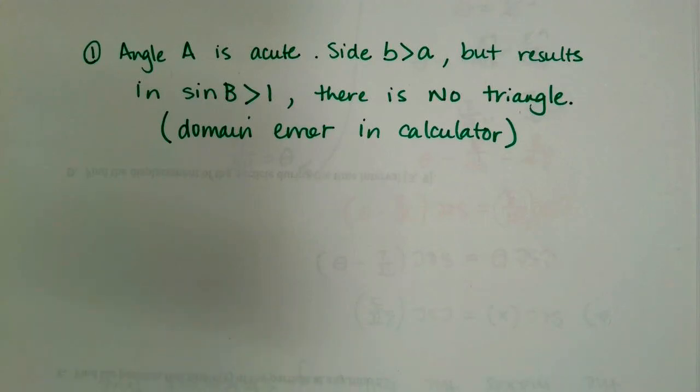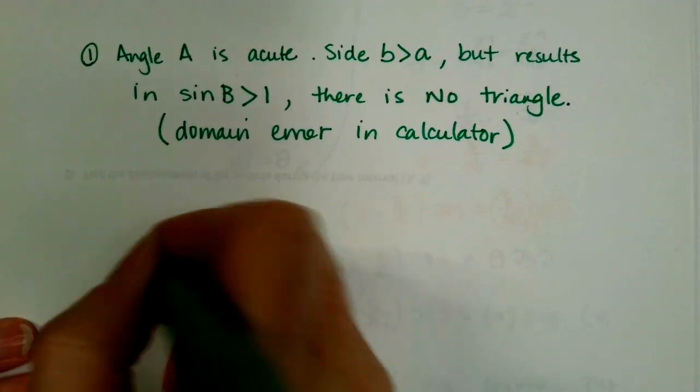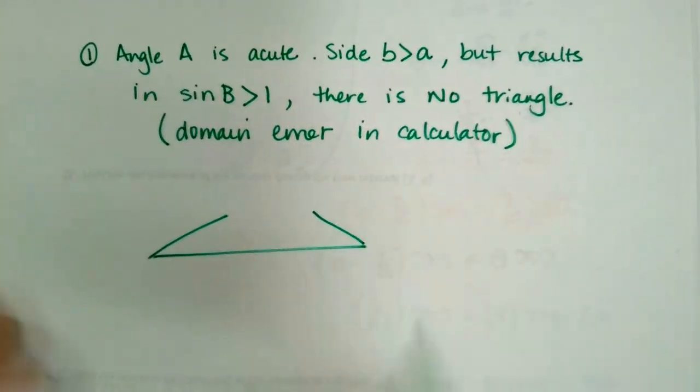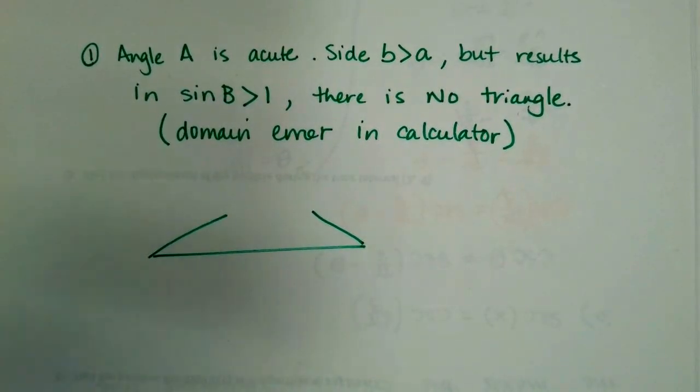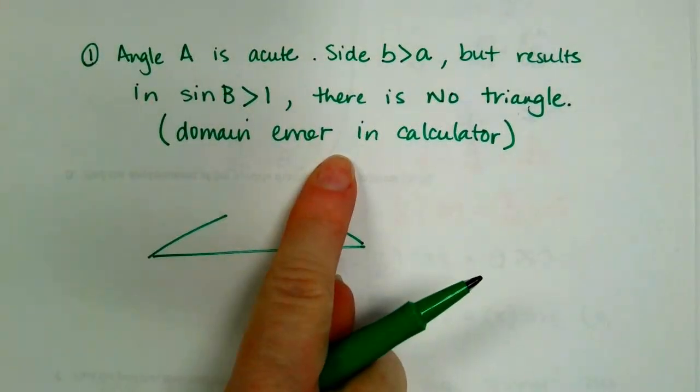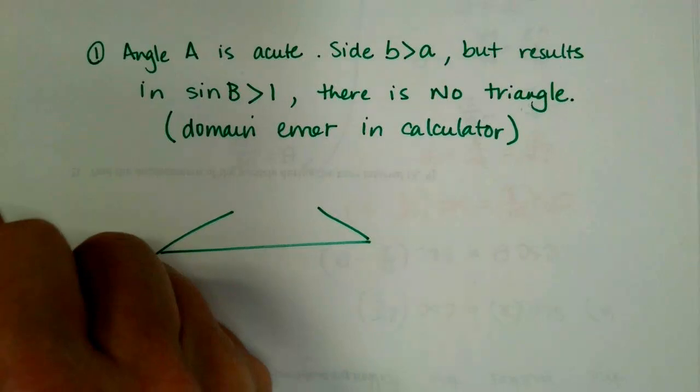And that triangle can't even exist because it wouldn't close. It would be like a long line and then these two little lines like that. It can't make a triangle because literally the sides are not long enough to meet at a point. So that one will give you a domain error on the calculator. So that one's pretty easy.